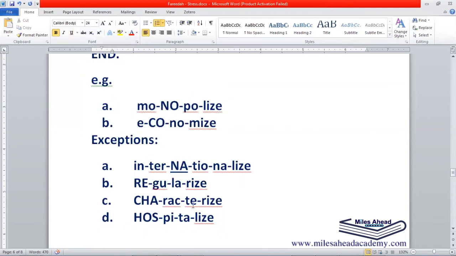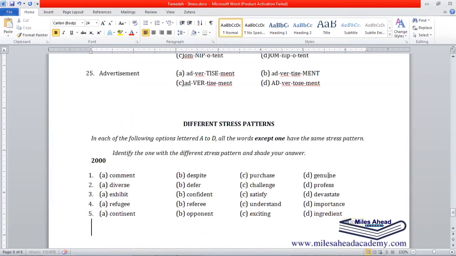Regularize, characterize, hospitalize. So these words defy the rules, okay? Third from the end. This one is fourth. 1, 2, 3, 4. This one is 1, 2, 3, 4. Now, for stress pattern, this is what they will do. They'll just give you options straight. So you will have to transcribe these words and find out where each of the stress marks are placed.